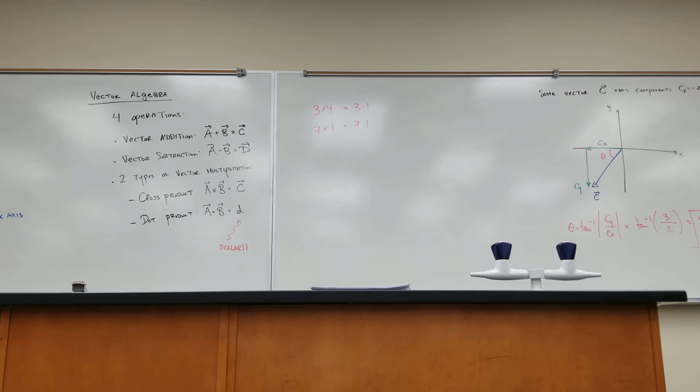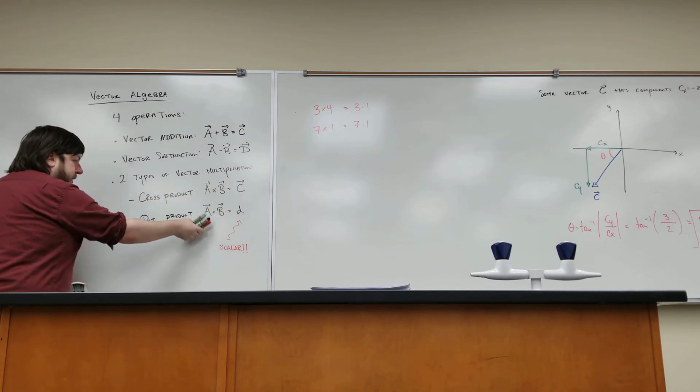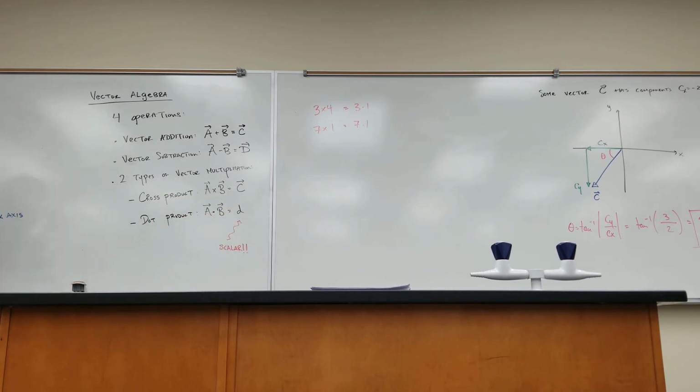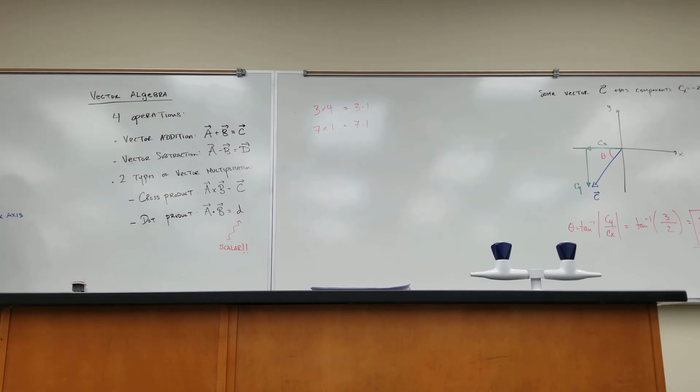Okay? It's important to recognize that a cross product outputs a vector, a dot product outputs a scalar. They are used to accomplish different things. And I'll give you guys a demonstration that will hopefully illustrate the two different applications, the cross product and the dot product. But we will use these different operations to accomplish different goals in the study of physics.